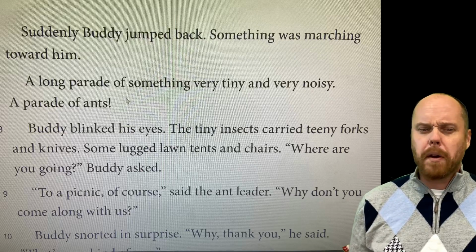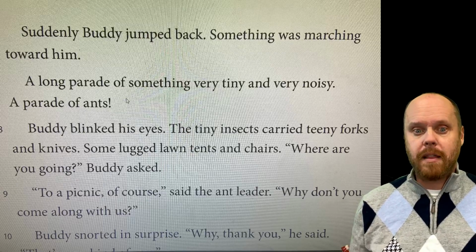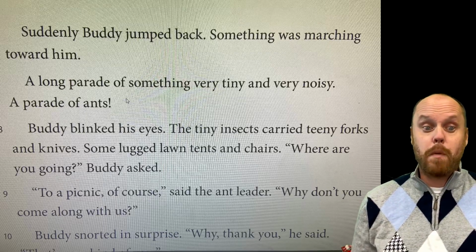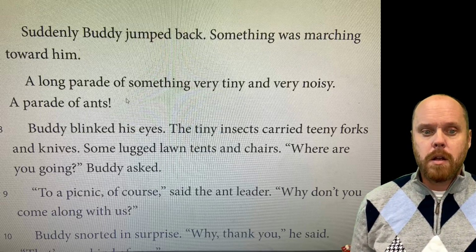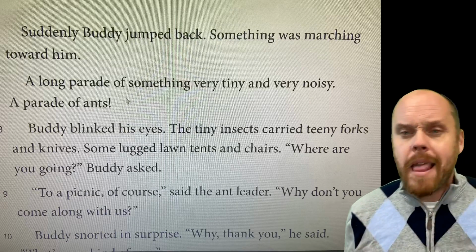"Where are they going?" Buddy asked. "To a picnic, of course," said the ant leader. "Why don't you come along with us?" Buddy snorted in surprise.